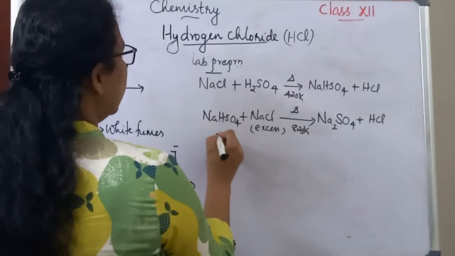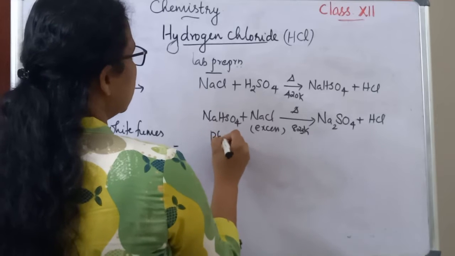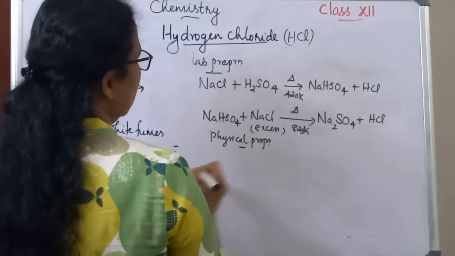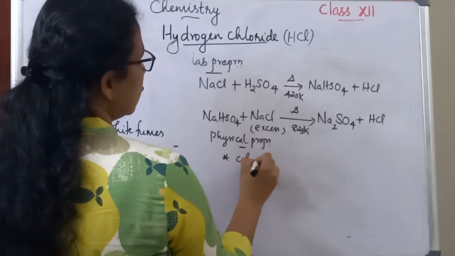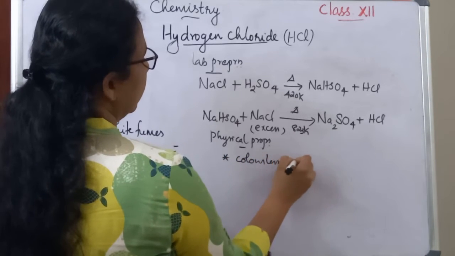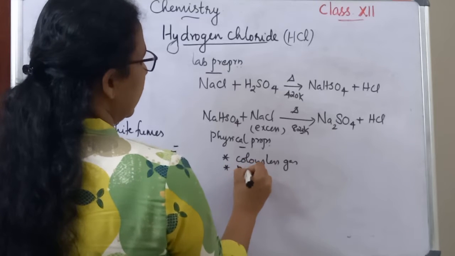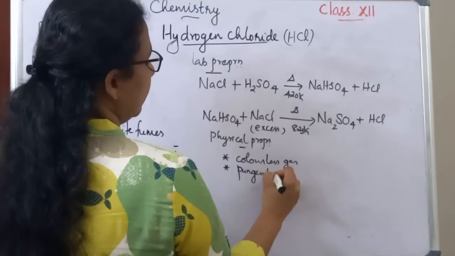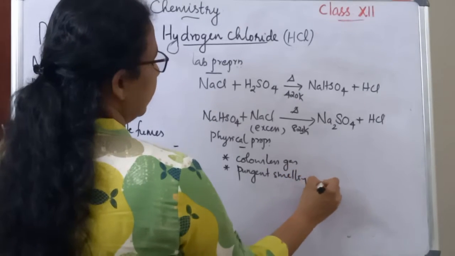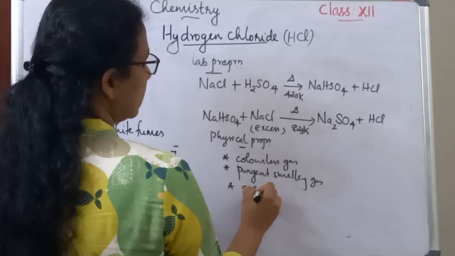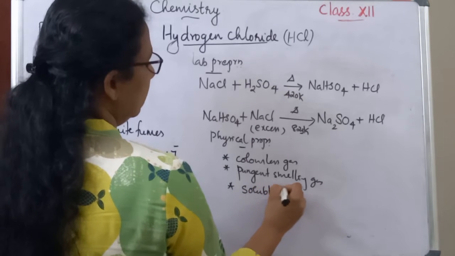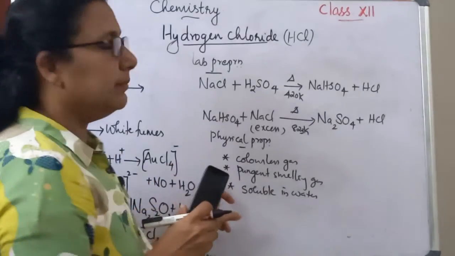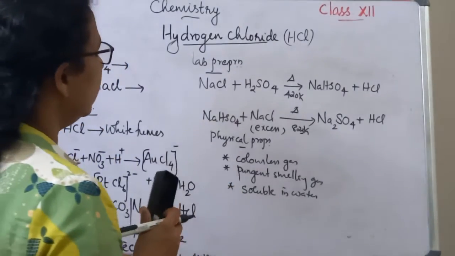Now let's see the properties. First of all, let's see the physical properties of hydrogen chloride. So it's a colorless gas. And it's a pungent smelling gas. And about its solubility, it is highly soluble in water. So these are the three important physical properties of hydrogen chloride gas.